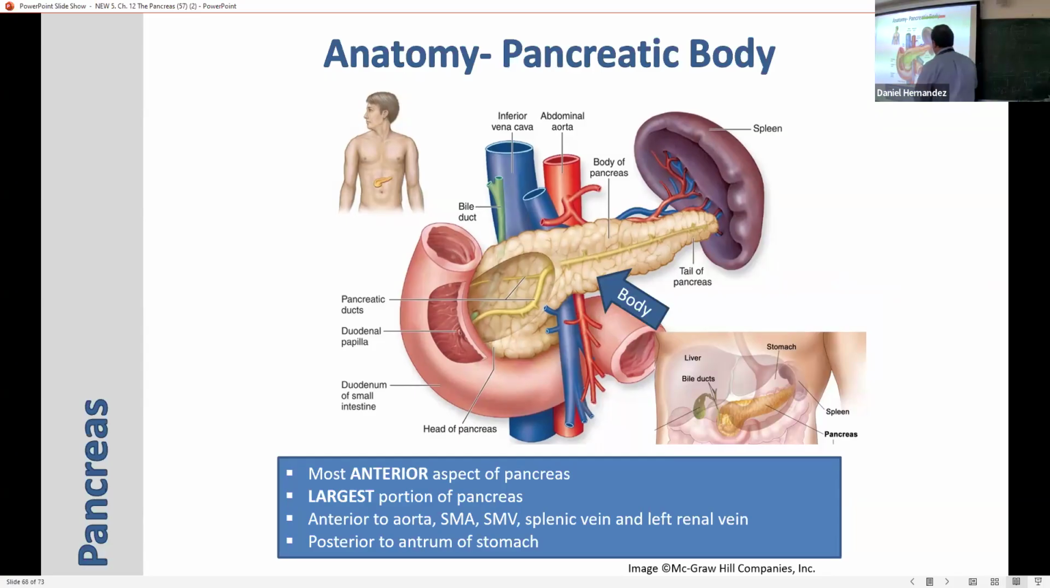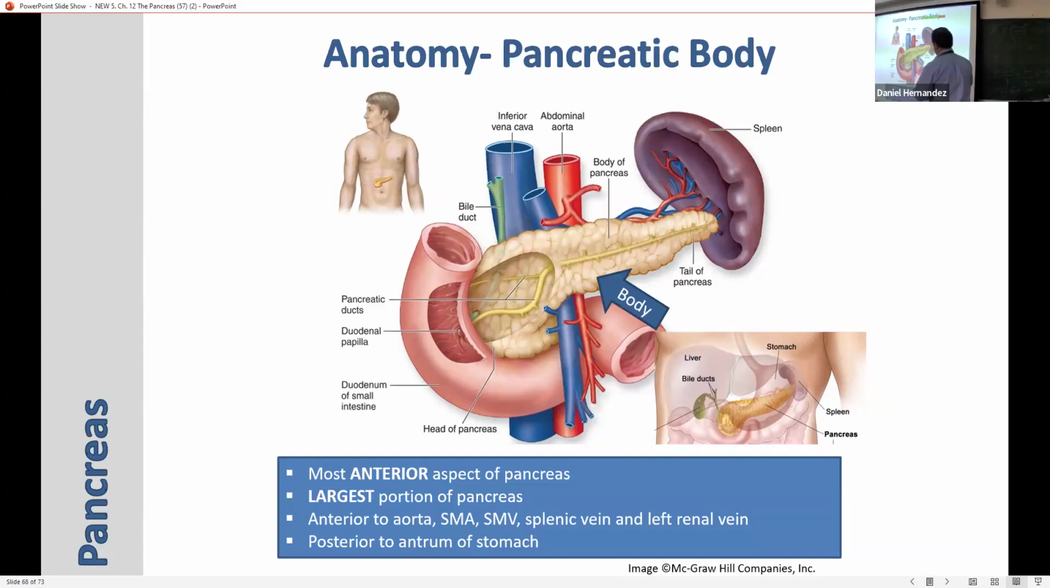Body. So this is the most anterior aspect of the pancreas, so it's the closest to the front of the body, and then it tails off more posterior as we go. So you see on ultrasound how the tail just dips down, so it's dipping posterior, diving deeper. The body's the largest portion of the pancreas.